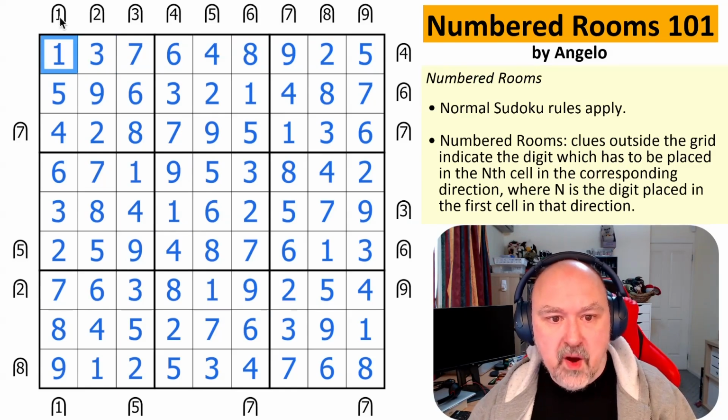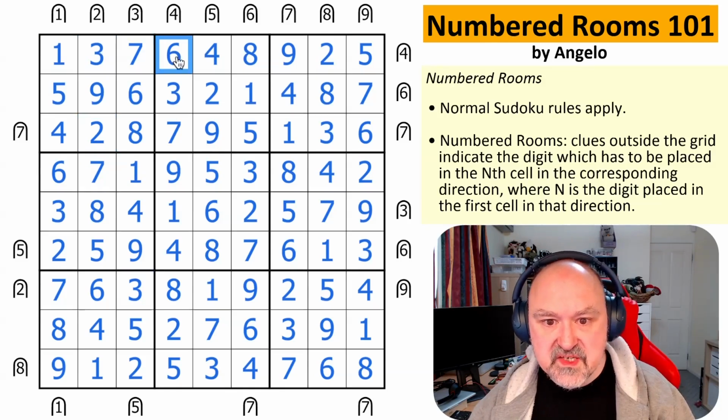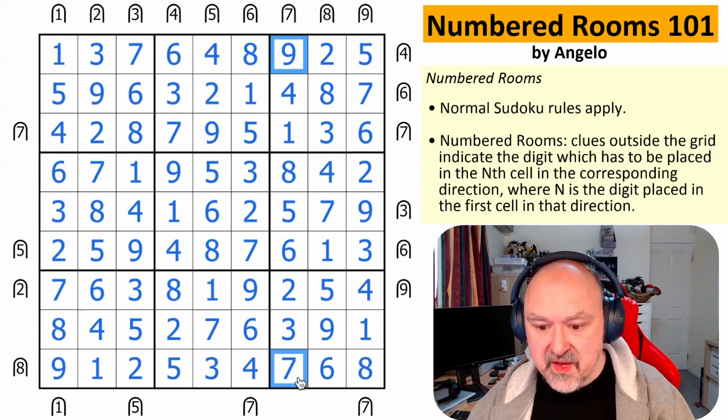So we have 1 in the first position, which is correct. We have 2 in the third position. We have 3 in the 7th position. We have 4 in the 6th position. We have 5 in the 4th position. We have 6 in the 8th position. We have 7 in the 9th position. We have 8 in the 2nd position. And we have 9 in the 5th position.